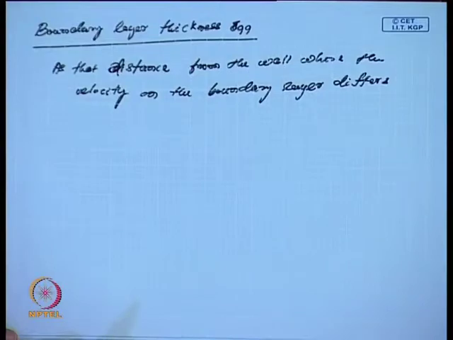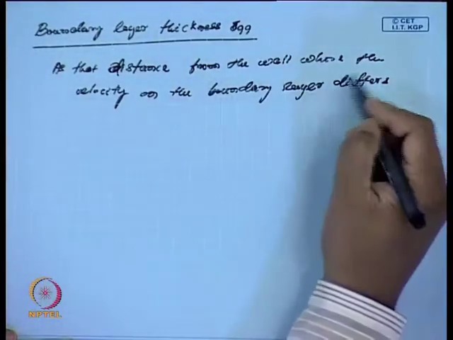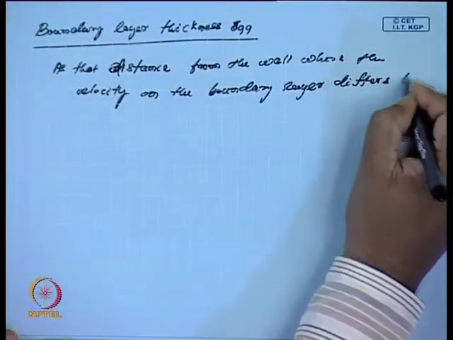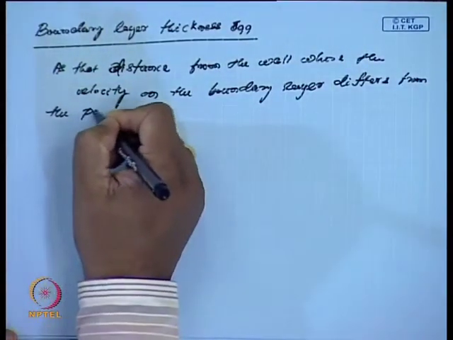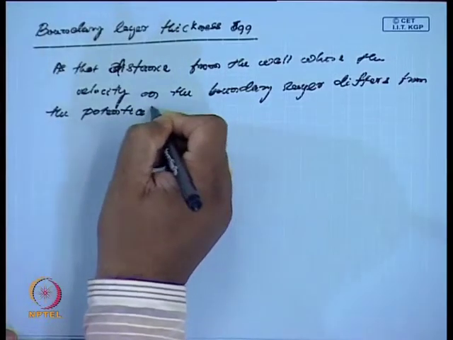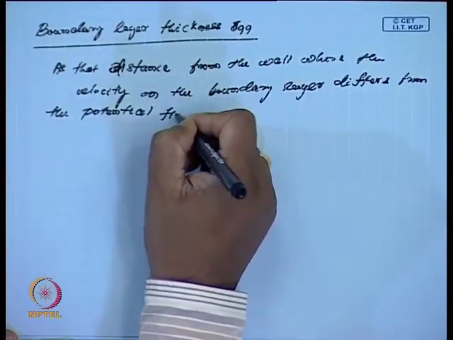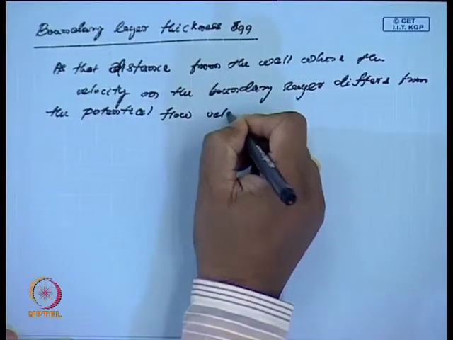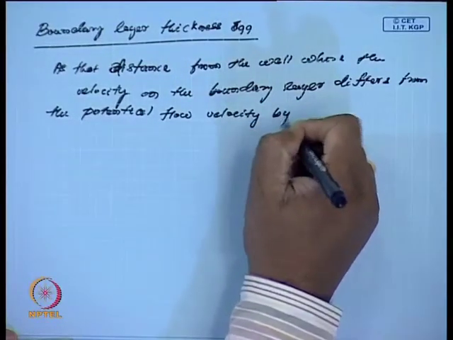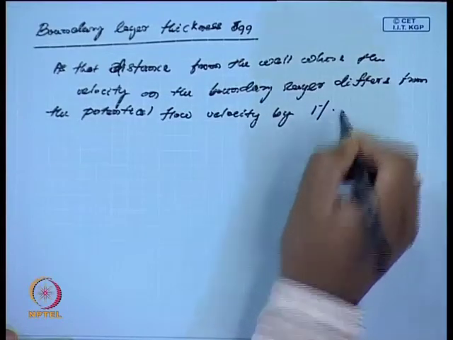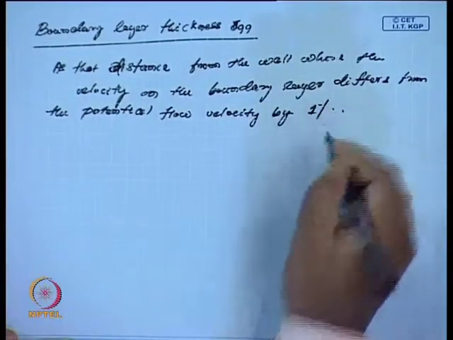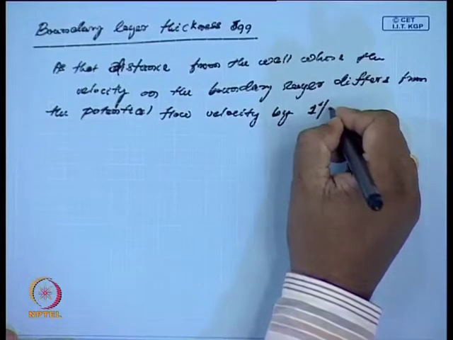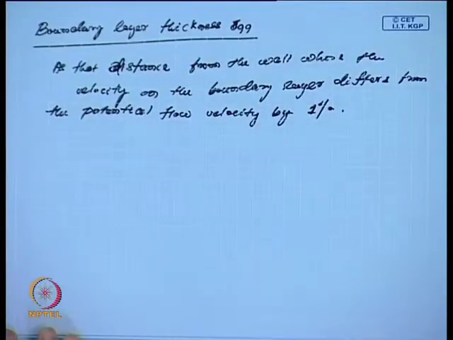It is basically the distance from the wall where the velocity in the boundary differs from the potential flow solution, the potential flow velocity, by 1%. In fact, this definition is a bit arbitrary, but it is one of the definitions which is widely used, del 99, what we call the boundary layer thickness.